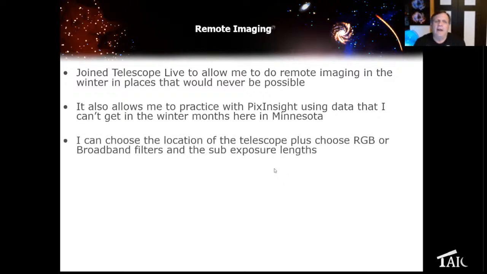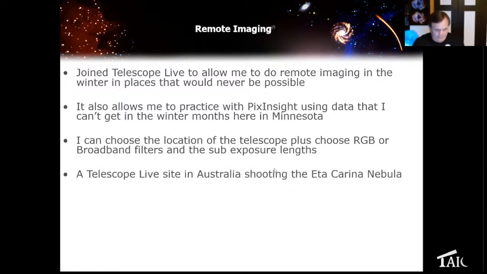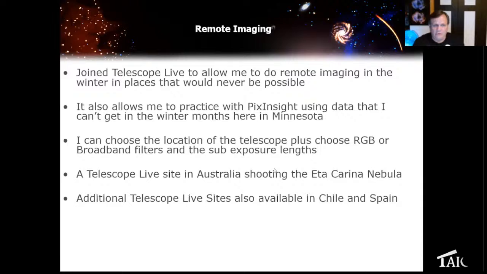The nice thing about Telescope Live is I can choose a location of the telescope, plus choose my RGB or broadband filters and the sub-exposure lengths that I want to do. They also have files that you can download that they've already taken, but I choose to do my own imaging based on a schedule. I used the sites in Australia shooting the Eta Carinae Nebula, and they also have additional Telescope Live sites in Chile and Spain.